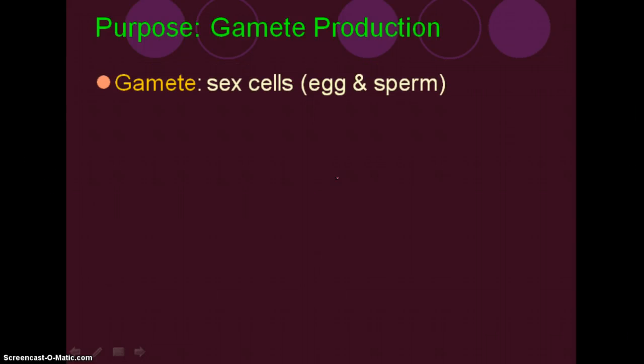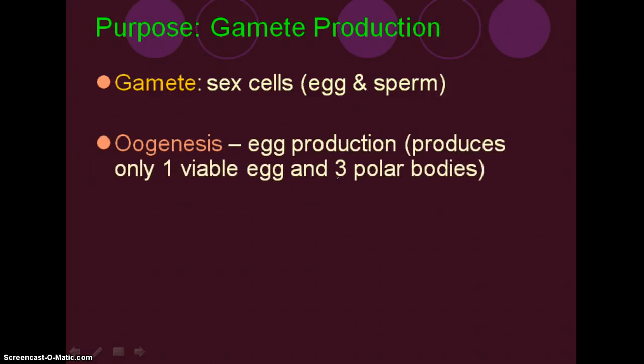So the purpose. We have gametes, which are sex cells. They're the egg and the sperm. And there's 2 names for this production of gametes. So oogenesis is egg production, and in egg production there is only 1 good cell, 1 good egg. And the other 3 are called polar bodies.